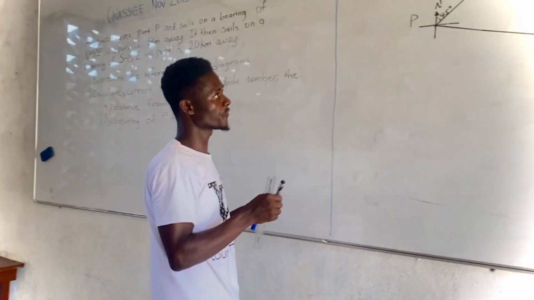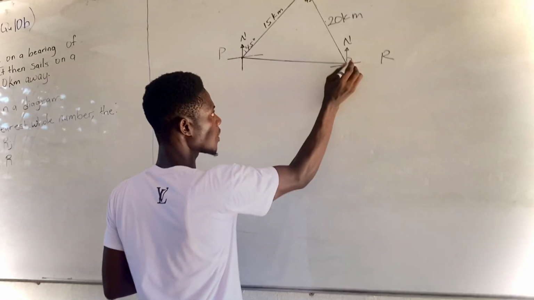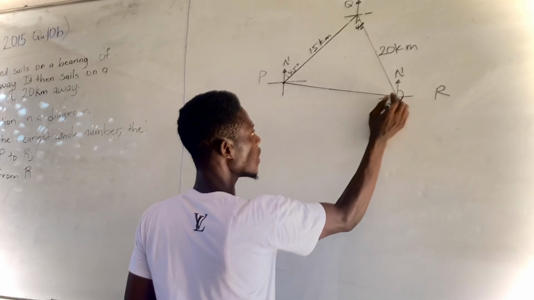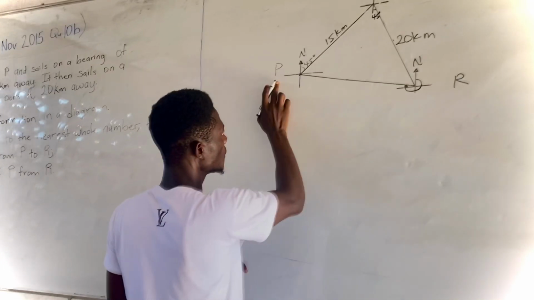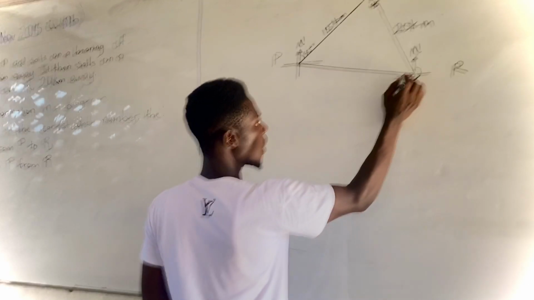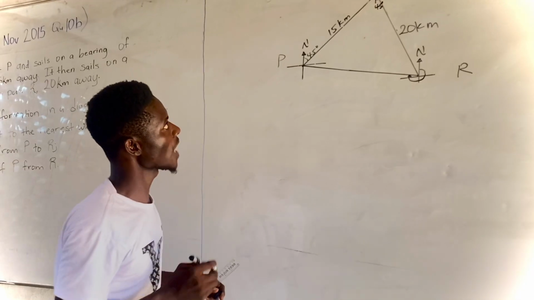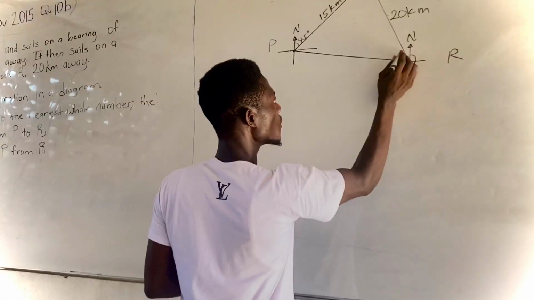Now the bearing of P from R will be the angle measured from the north line in the clockwise direction to the line connecting the center of the compass and the point whose bearing we are finding, which is the point P. So this is the bearing of P from R. As you can see now, we are to find this angle right here.